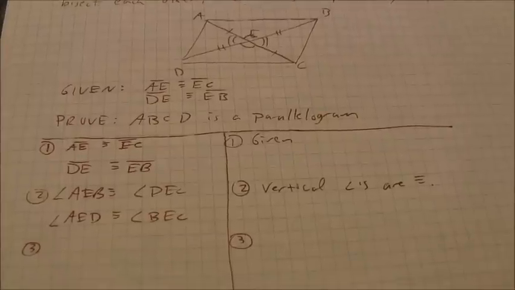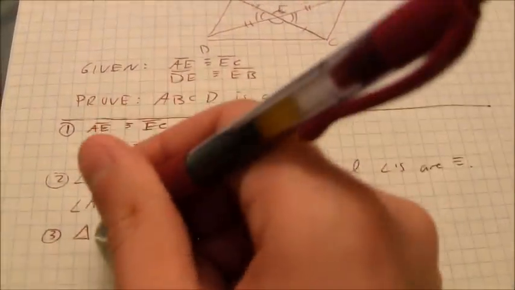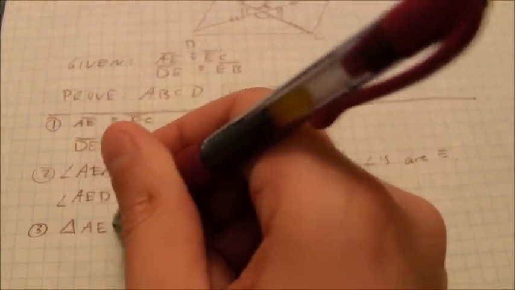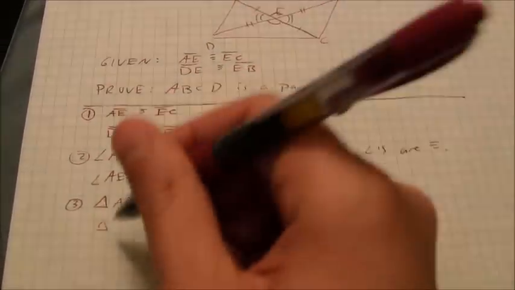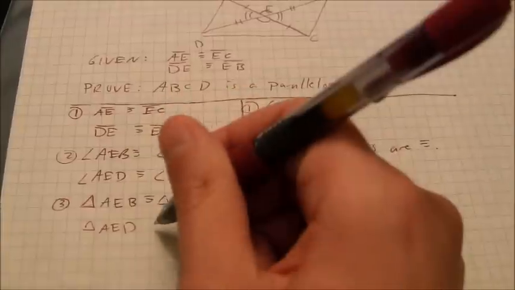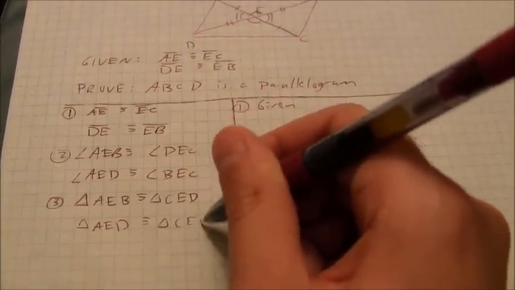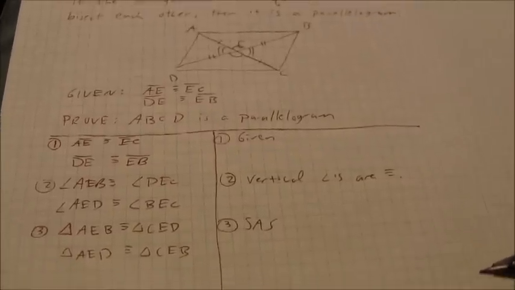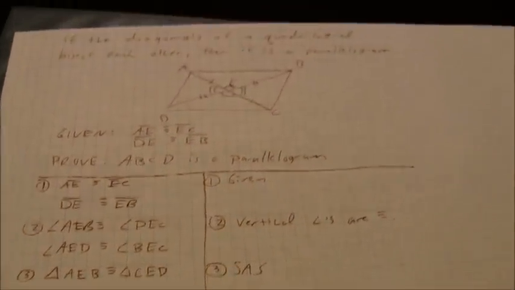And now I can actually prove the two sets of triangles congruent. I can prove triangle AEB congruent to triangle CED by side angle side. And likewise, I can prove triangle AED congruent to triangle CEB also by side angle side. So now I have two sets of congruent triangles. I can use any sides or angles from those triangles.